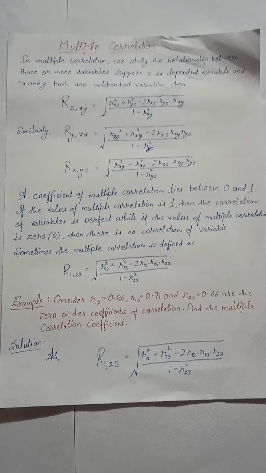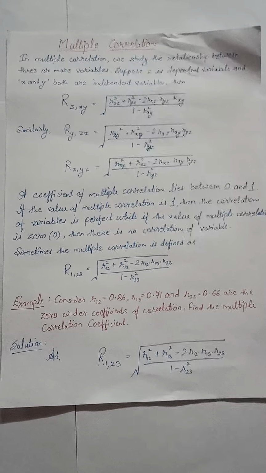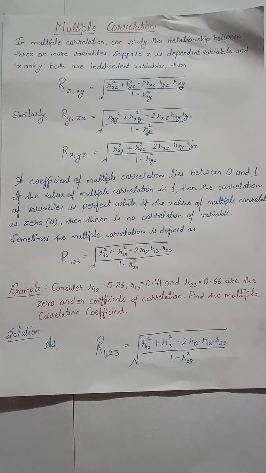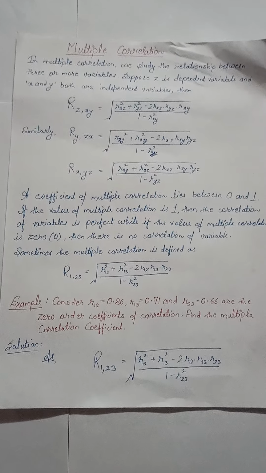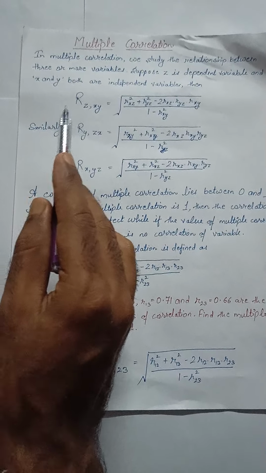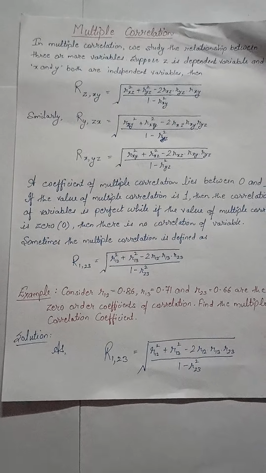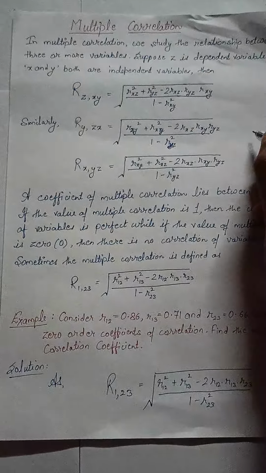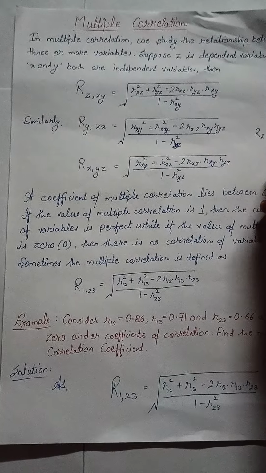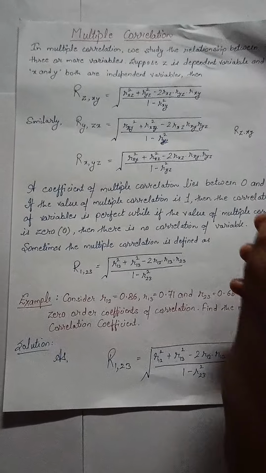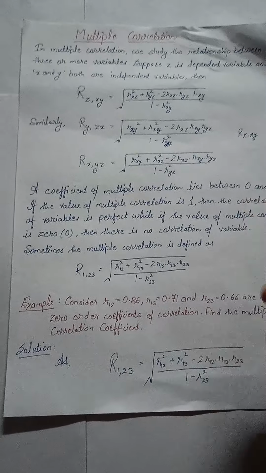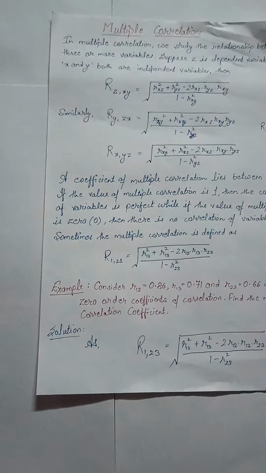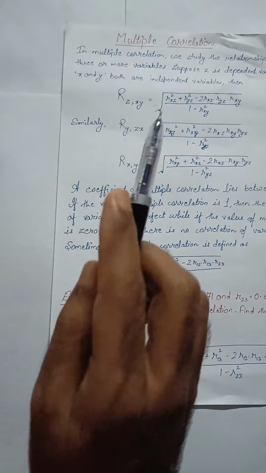Let us consider an example of three variables, in which we have assumed that z is a dependent variable and x and y both are independent variables. It is denoted as rz comma xy. In some books you can also see it denoted as rz dot xy. Okay, so that denotes z is a dependent variable and x and y are independent variables. Similarly, rz comma xy also denotes that z is dependent on x and y.